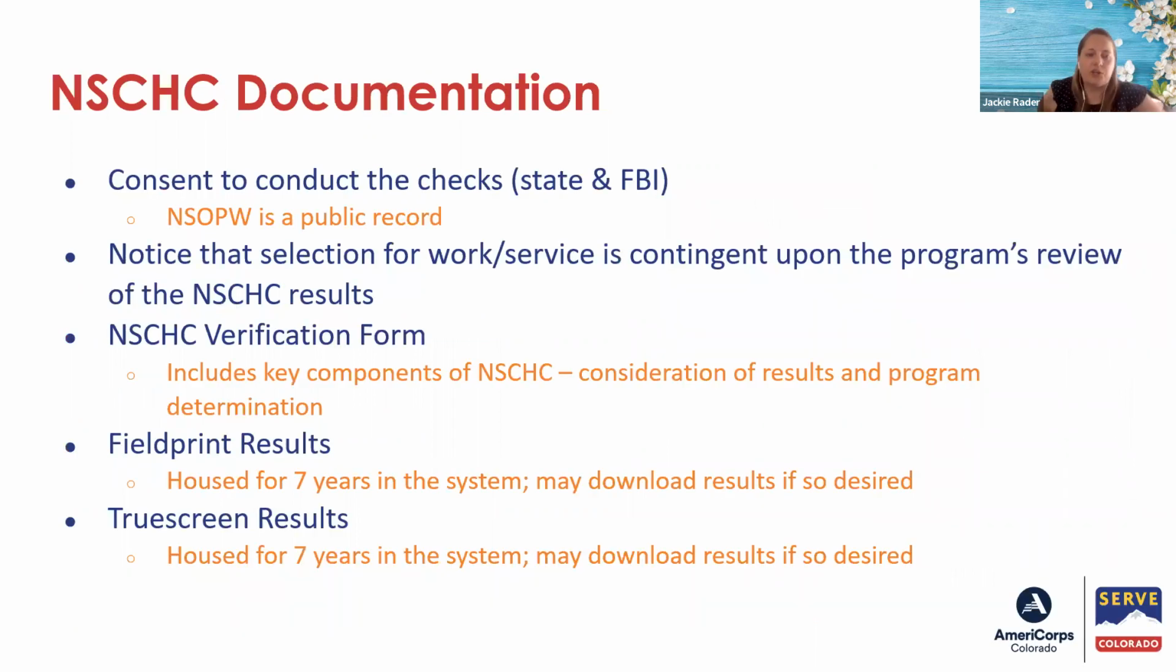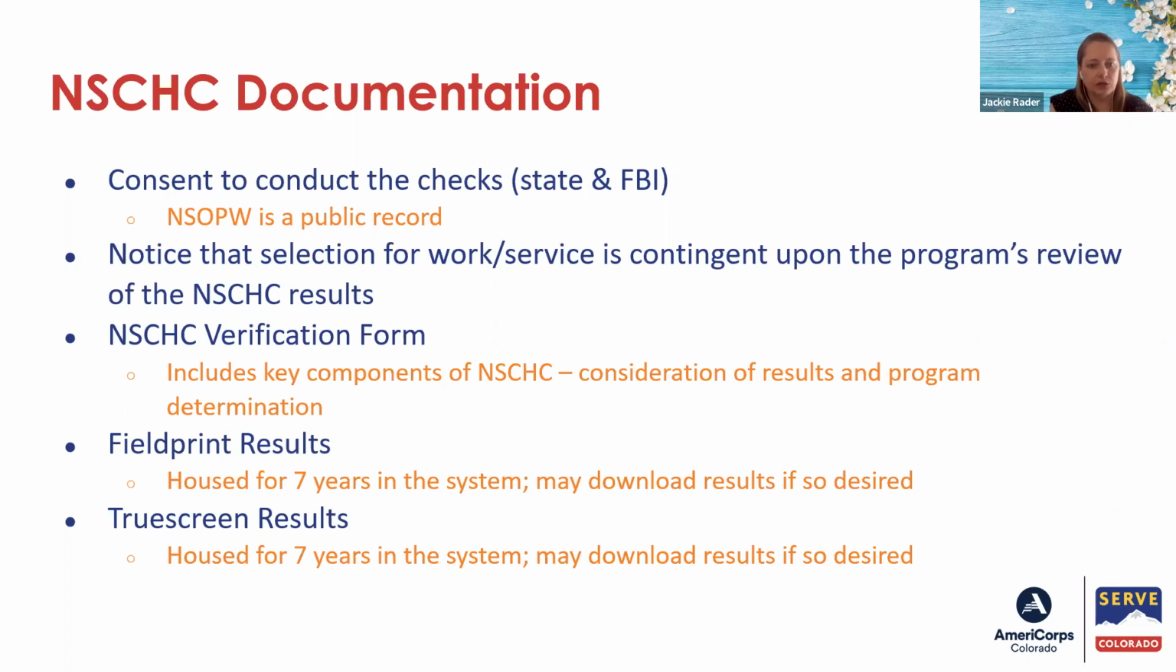So what documentation do you need to have for criminal history checks that you need to retain? So you need to have consent to conduct the checks to start with. The state and FBI checks and that information is tracked in Truescreen and FieldPrint. So each applicant, before they run their fingerprint check and before you can run their check in Truescreen as a name-based check, there is a consent form that they call an authorization that does work for that. You are welcome to do an outside form for your program if you so choose.